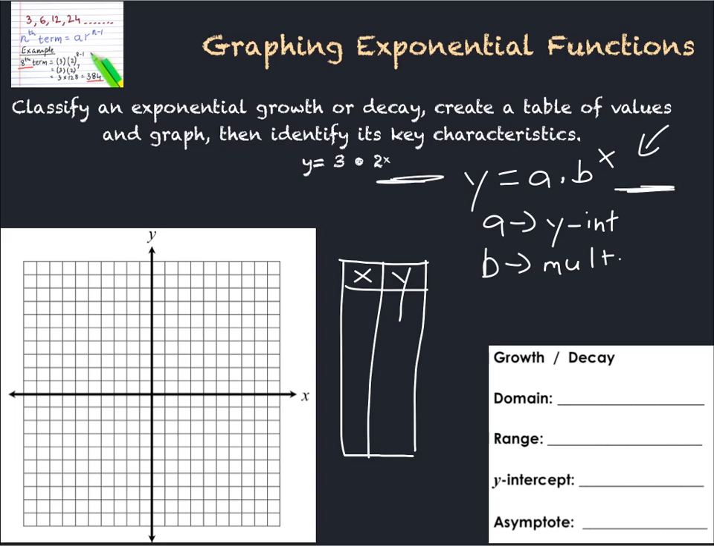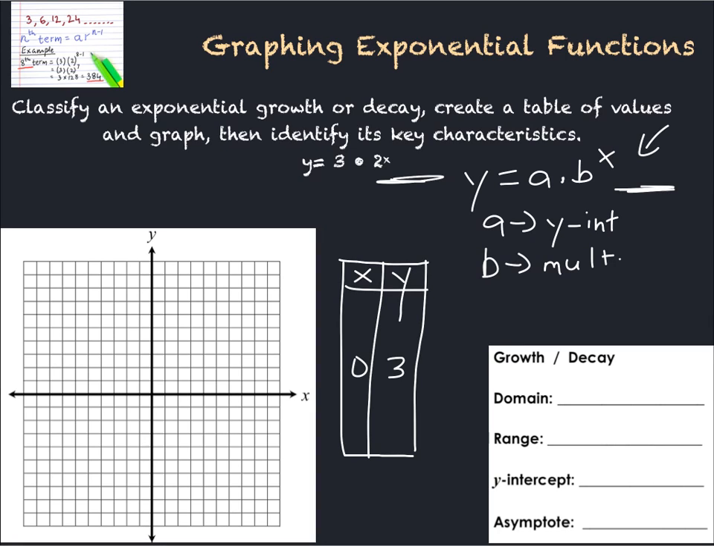Okay, and we're saying that our y-intercept is 3, so I'm going to go ahead and put that as our starting point, (0, 3). And it makes sense, because if you plug in 0 for x, 2 to the 0 power would be 1, and 3 times 1 is 3.